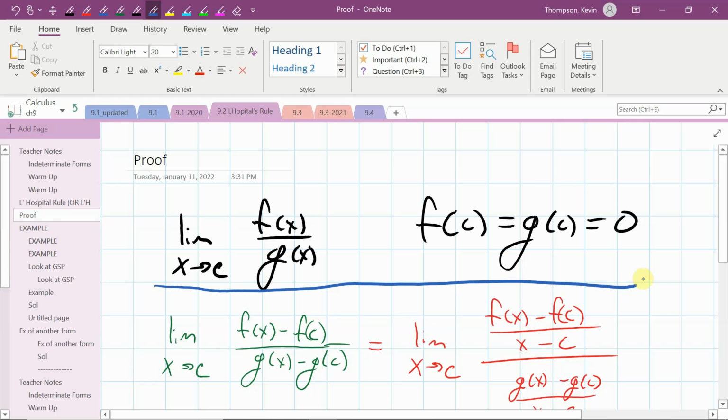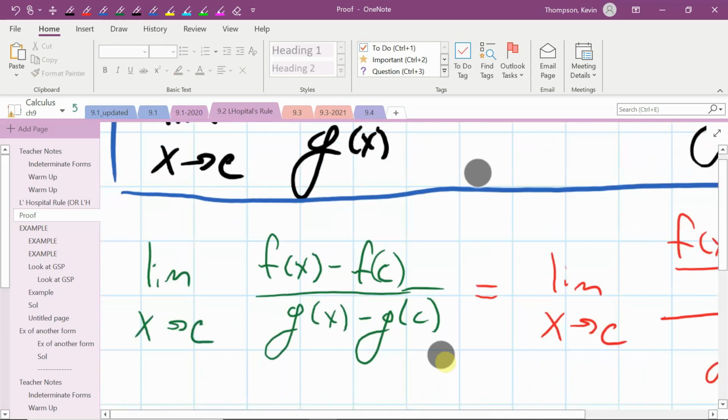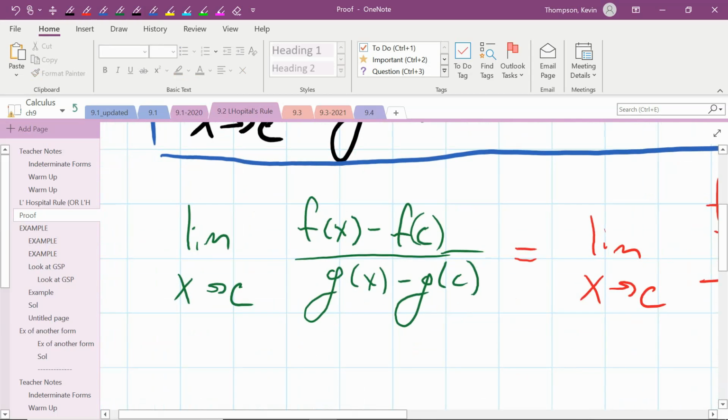If I start with this statement in black, which is really the conditions for L'Hopital's rule, we have the limit as x is approaching c of f(x) over g(x), and if I calculate f(c) and g(c), they're both 0. So there's my 0 over 0 indeterminate form. So when I think about f(c) and g(c), if they're really 0, then it wouldn't change anything if I just subtract 0 here and here.